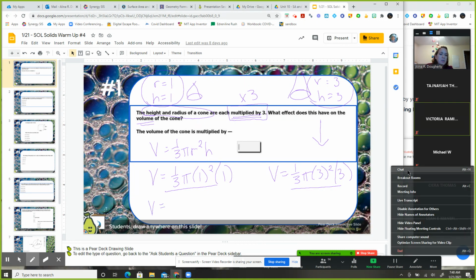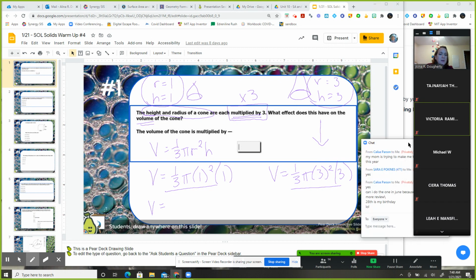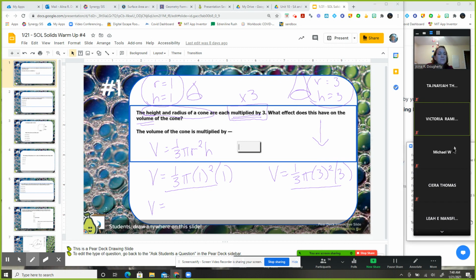Uh-oh, I started writing and the chat went away. Oh, no, it didn't. It's just behind. Anybody get a number? I got 1.04. So now we got to do the math on this side for the radius of 3 and the height of 3. What'd you get? 28.26. Now we've got to divide those.